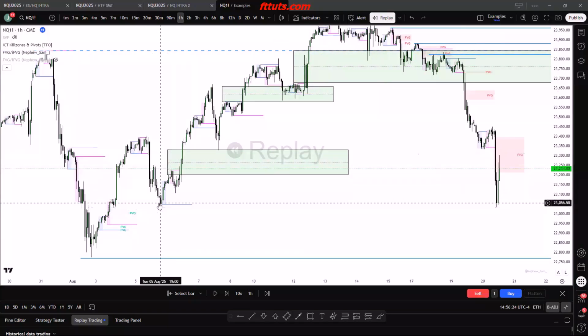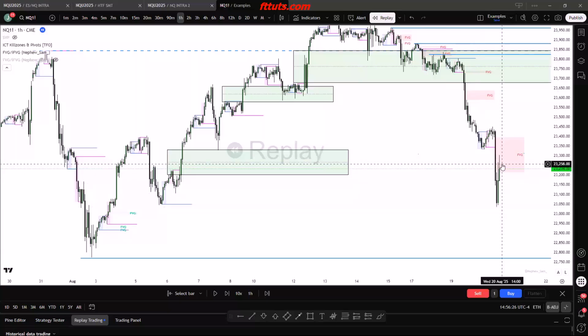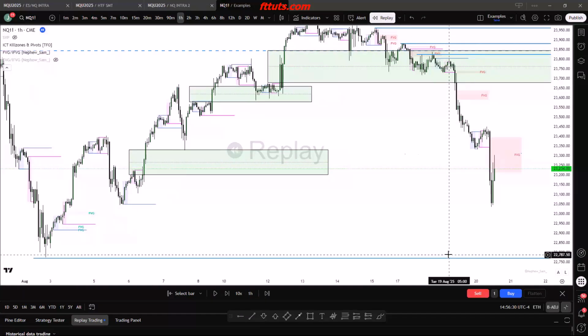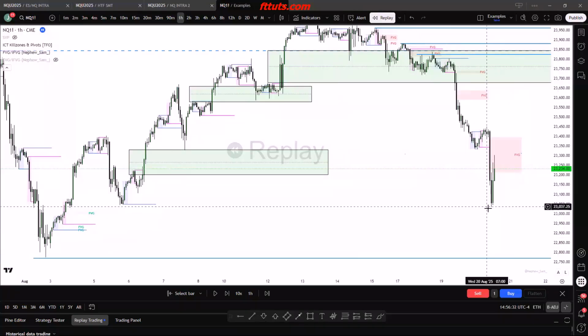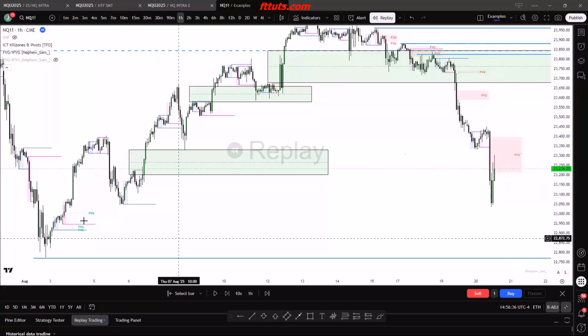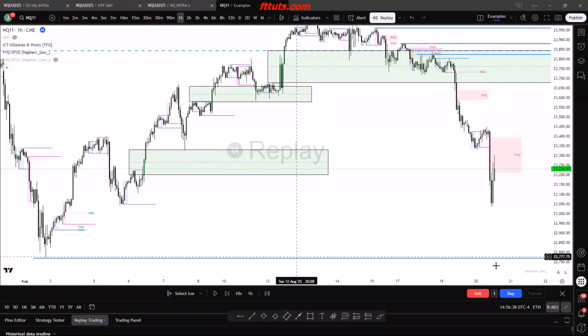Why? Because we go from external back to internal. That's an external to an internal trade. I bet you there was a really good inverse fair value gap at that level, attacking that right after we hit those lows.